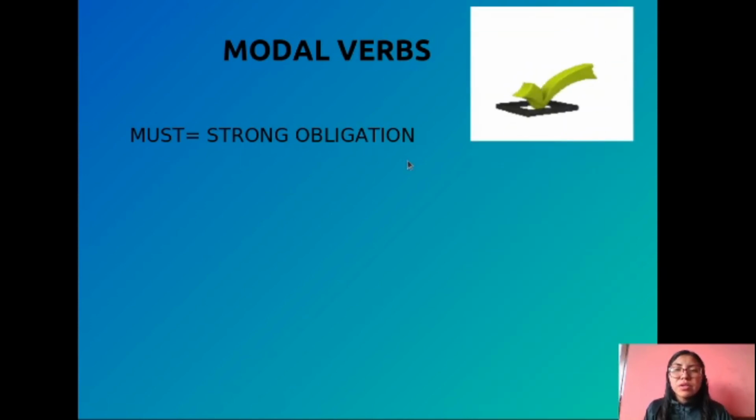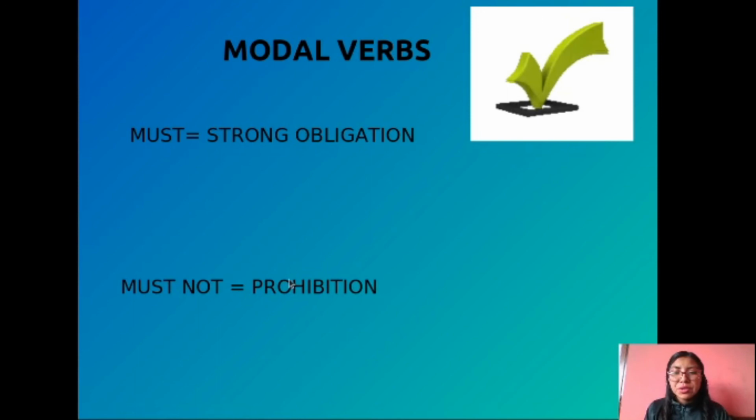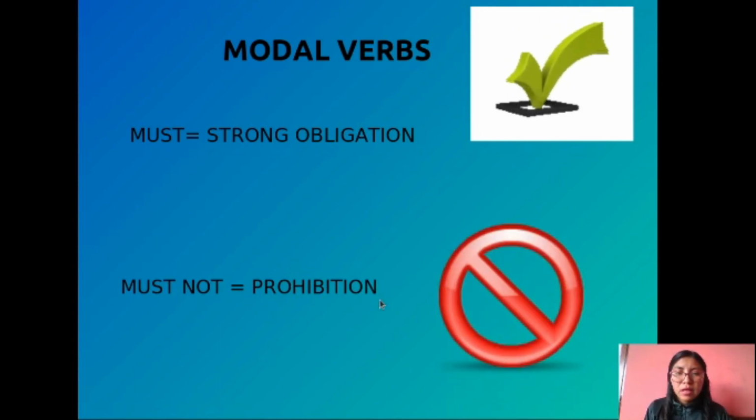And when do you use mustn't? That's right, we are going to use it in order to show prohibition, okay? For example, I must do my homework. You mustn't play video games, okay?